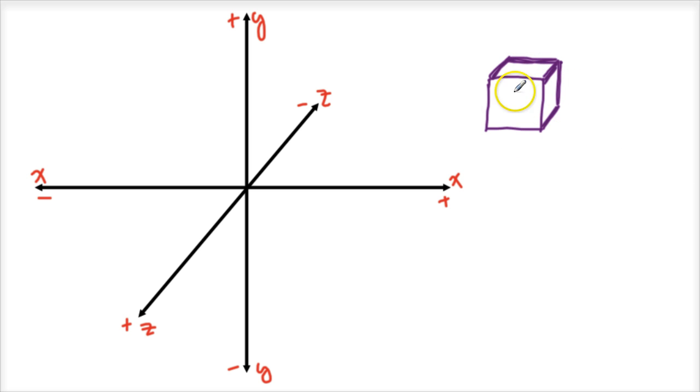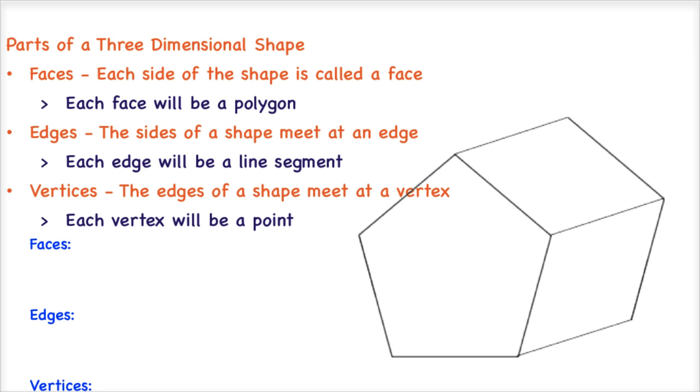So this is what we're going to be doing. We're going to be taking our two-dimensional shapes that we're used to working with, and now we're going to start adding some depth to them. So if we do that, here's an example of a 3D pentagon. So we have a three-dimensional shape version of the polygon that we're used to working with.